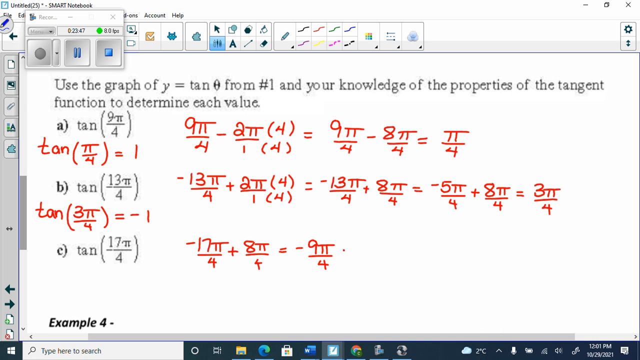Then once again, I have to add 8 pi over 4, which is 2 pi, which gets me negative pi over 4. And then I add 8 pi over 4 again, which gets me 7 pi over 4, which is in quadrant 4. So what's it going to be? Negative 1, because tan's negative there. So it's just getting the coterminals, right? Adding, adding, adding, adding, adding.